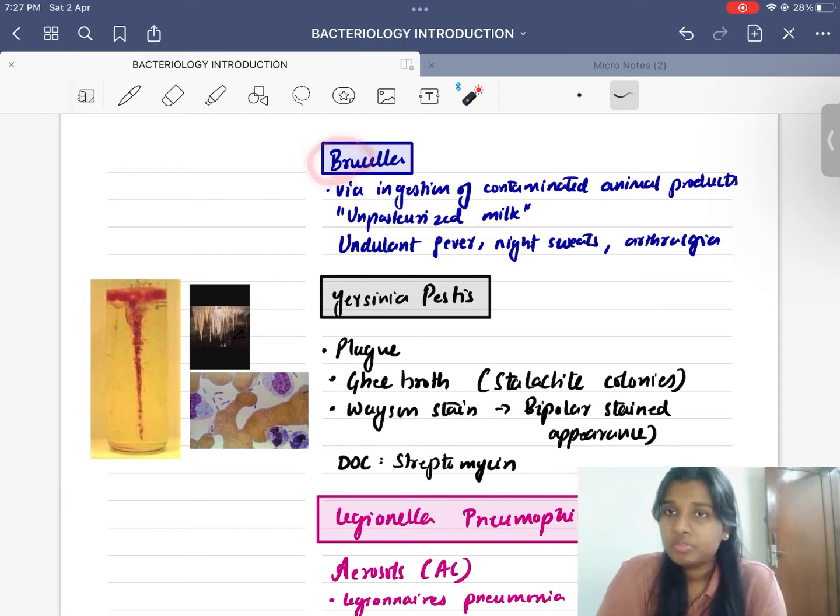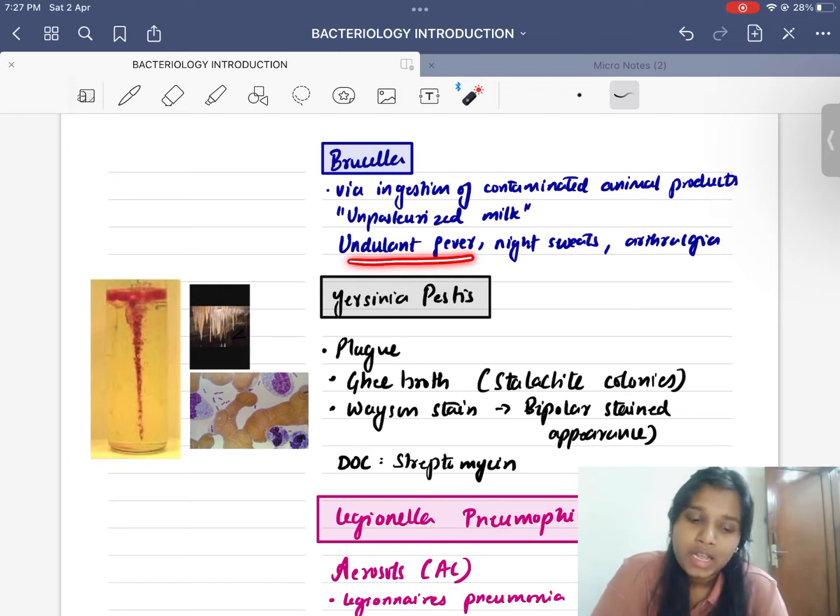Now Brucella is like brew coffee. I mean, for drinking brew coffee you need milk. Just learn it comes by drinking unpasteurized milk. So you'll know it's a zoonotic disease. It comes through animals, right? So it's a zoonotic disease, comes from unpasteurized milk, causes a very important finding, undulant fever.